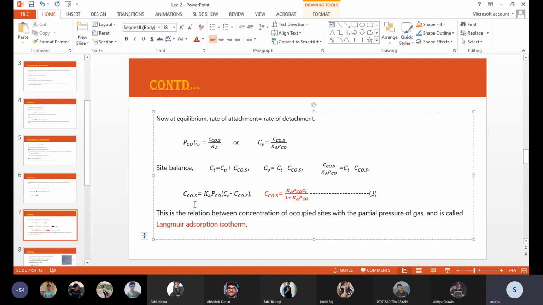And we have to take out CCOS because we do not know the concentration of occupied sites. CCOS is equal to capital Ka PCO. From here we have got PCO into CT minus CCOS. Here CCOS is equal to Ka PCO CT by 1 plus Ka PCO.